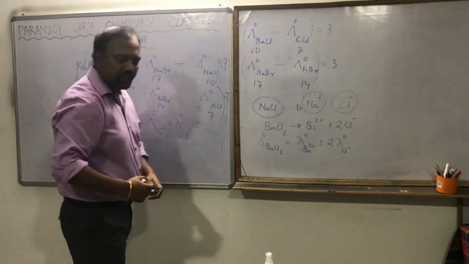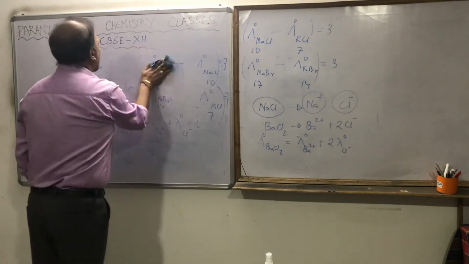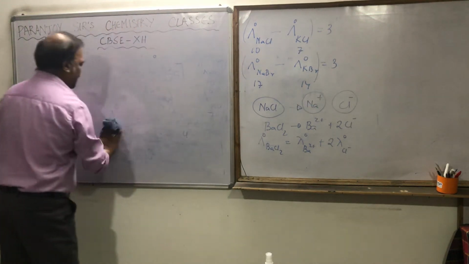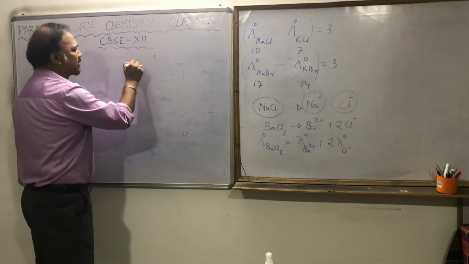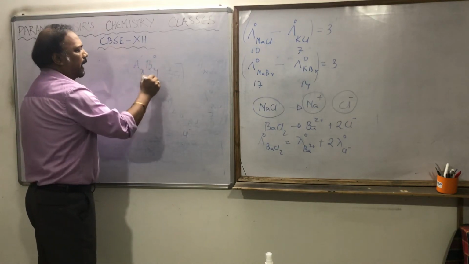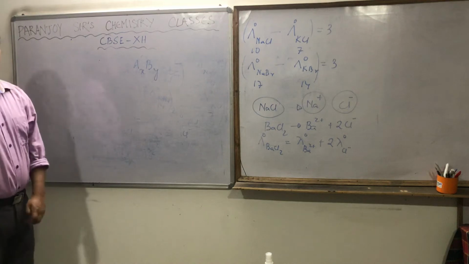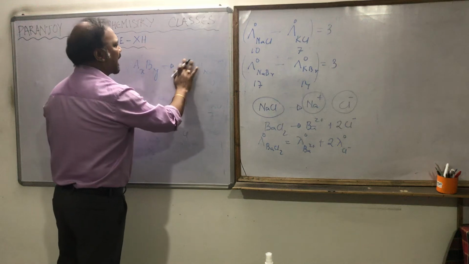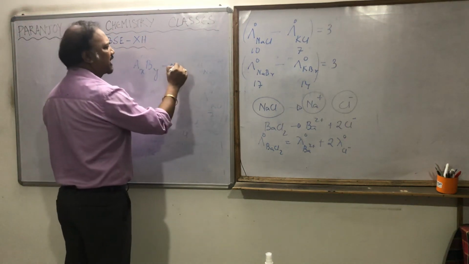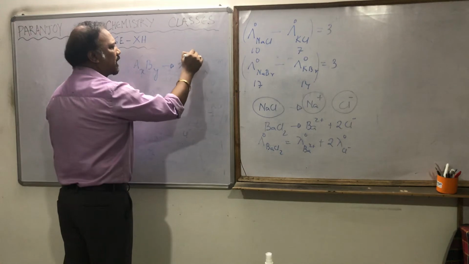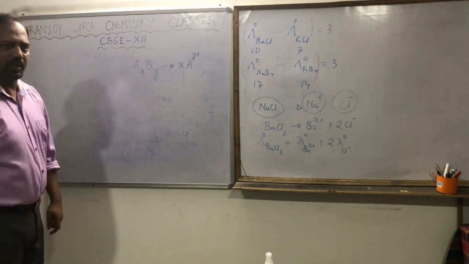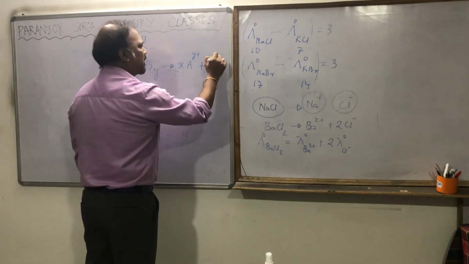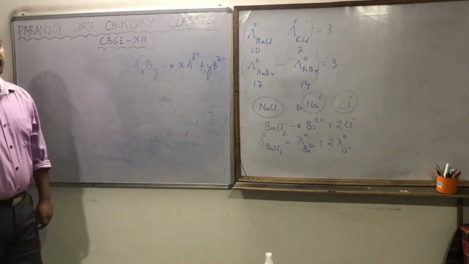Very good. So in general, suppose the electrolyte is like this: AXBY. How is it dissociated? How many A's are there? X of them are there, and what is its charge? Its charge is Y positive. And how many B's are there? Y of them are there, and what is its charge? X negative. So that is how it is dissociated.